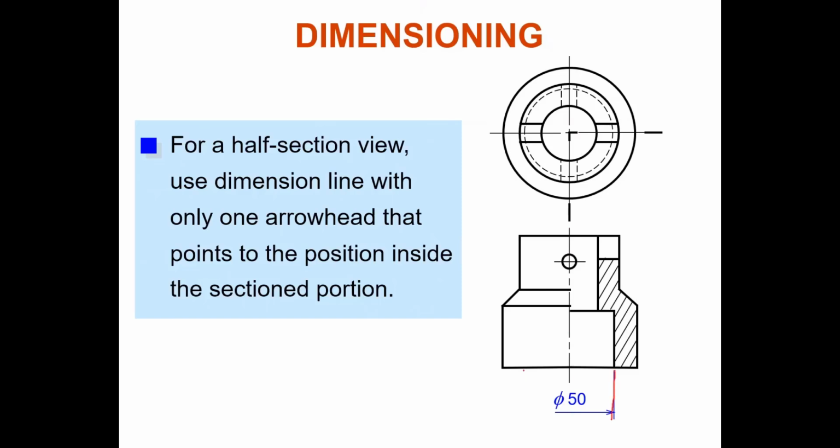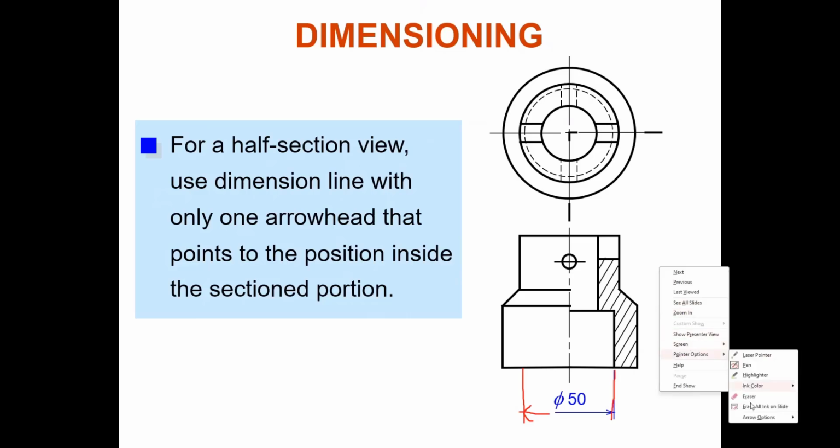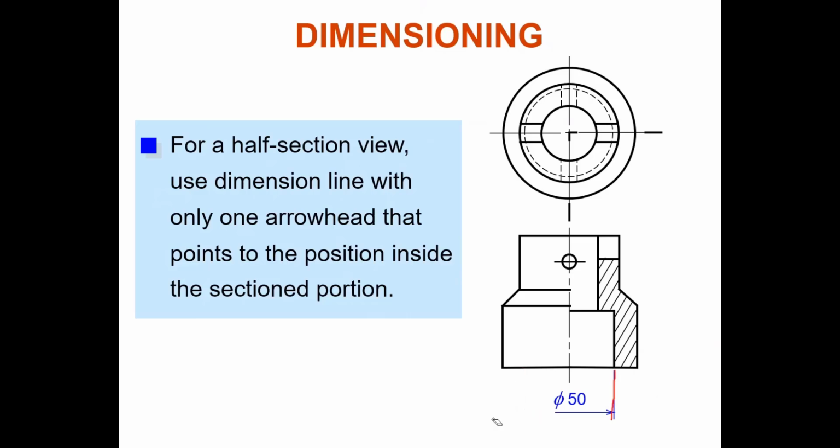You don't have to do it like this, because for the full dimension we have an arrow like this and you put the diameter. Since this is a half section view, just remain like this: only one arrowhead for your dimension line, and the extension line is also only one. The dimension line has only one arrow, just half of it. So this is for your half section view.